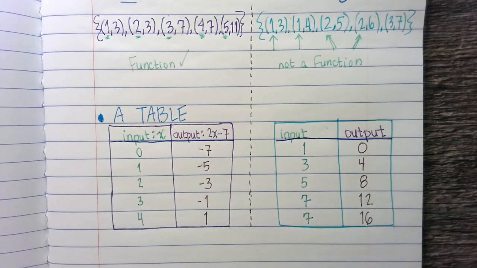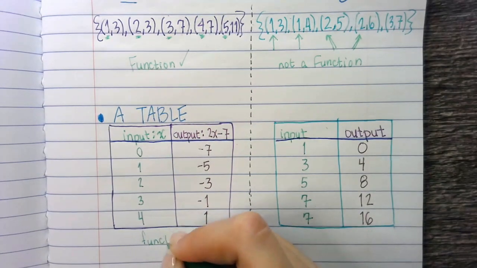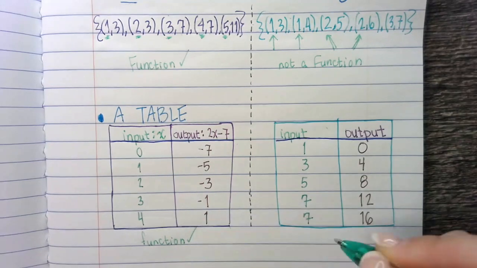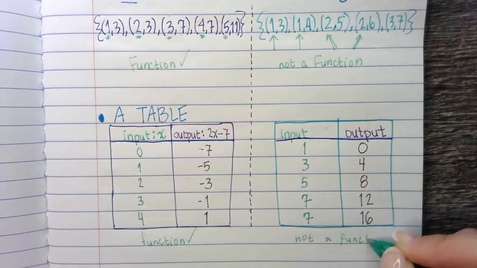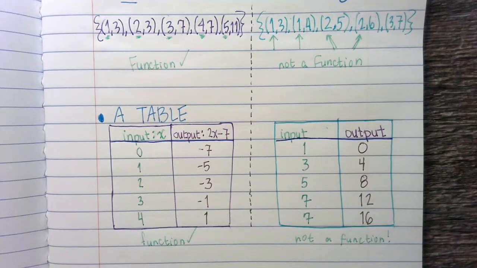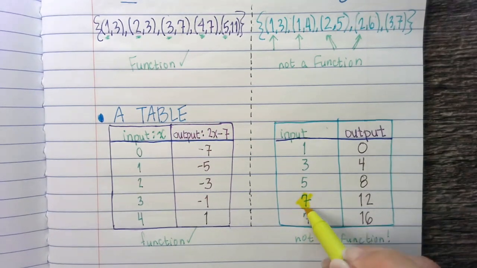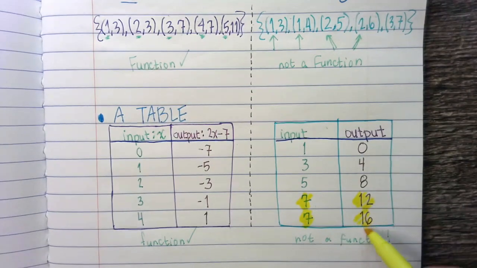So, if we had to decide from a table if something is a function or not, this right here will qualify as a function, and this one is not a function. And why is this not a function? This one is not a function because you have the input value of 7 going to 12 and then going to 16. So 7 is going to 2 output values rather than a single output value.